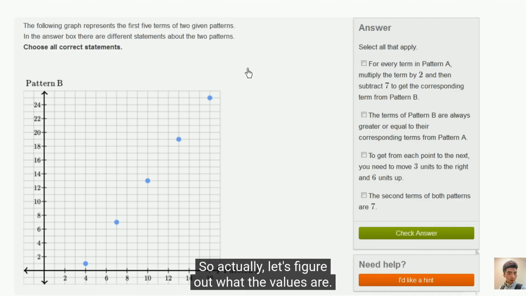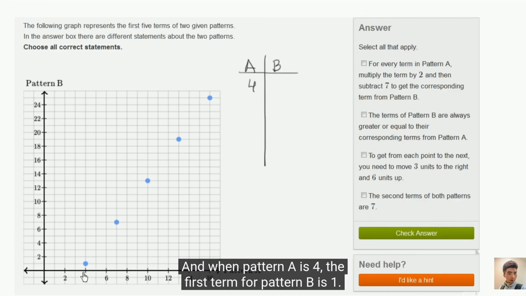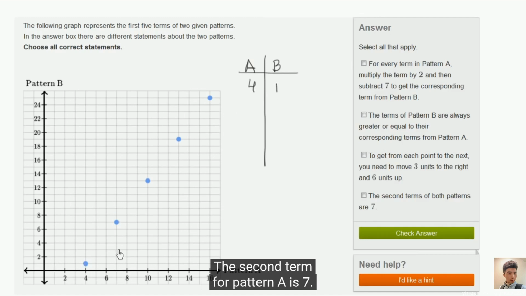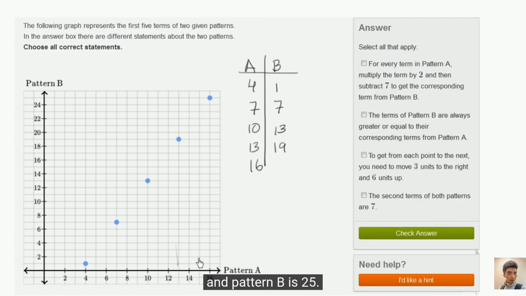And then we could do that for the other points as well. So actually, let's figure out what the values are. So we have pattern A, and then we have pattern B. So the first term for pattern A is 4, and when pattern A is 4, the first term for pattern B is 1. The second term for pattern A is 7, and when pattern A is 7, pattern B is also 7. Third term, pattern A is 10, and pattern B is 13. And then fourth term, pattern A is 13, and pattern B is 19. And then finally, fifth term, pattern A is 16, and pattern B is 25.